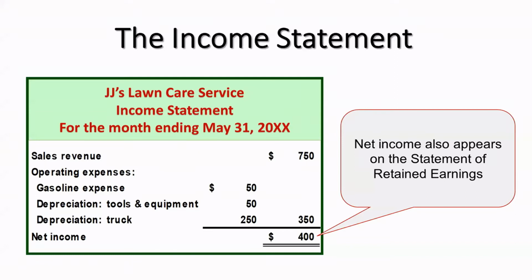Here is JJ's income statement for the month ending May 31st. JJ's has produced net income of $400. Revenues total $750. Expenses include gasoline expense and depreciation on the company's equipment and truck. When preparing financial statements, we always begin with the income statement because net income is a part of the statement of retained earnings. Once the income statement is completed, the statement of retained earnings can be prepared.